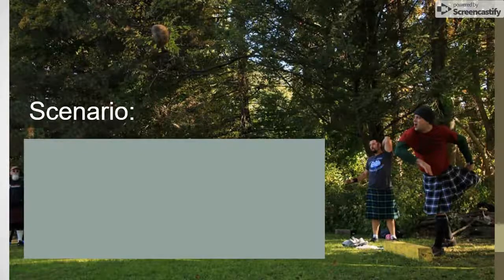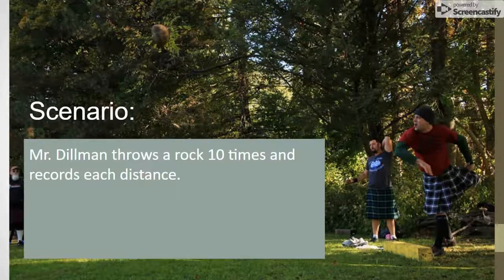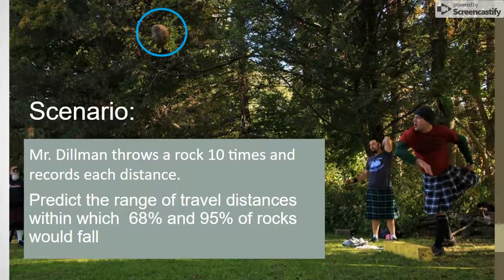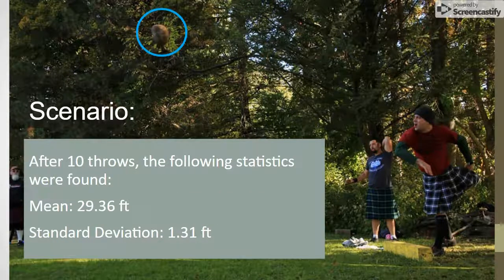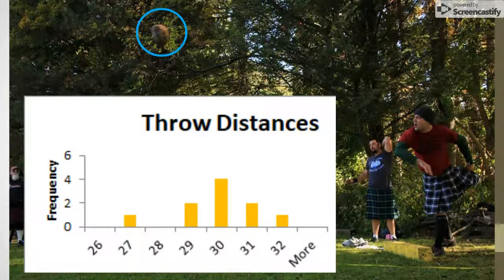Let's apply the empirical rule to a real-life scenario. Mr. Dillman throws a rock 10 times and records each distance. Using this sample data, predict the range of travel distances within which 68% and 95% of rocks would fall. After 10 throws, the following statistics were found. The mean distance of the throws was 29.36 feet, and the standard deviation of the throws was 1.31 feet.